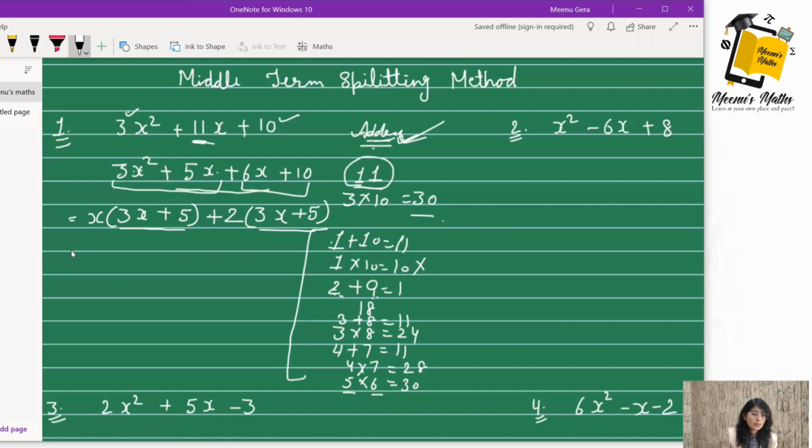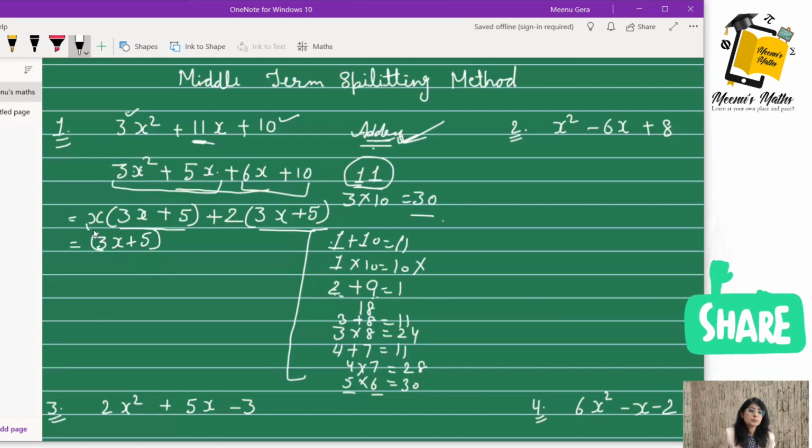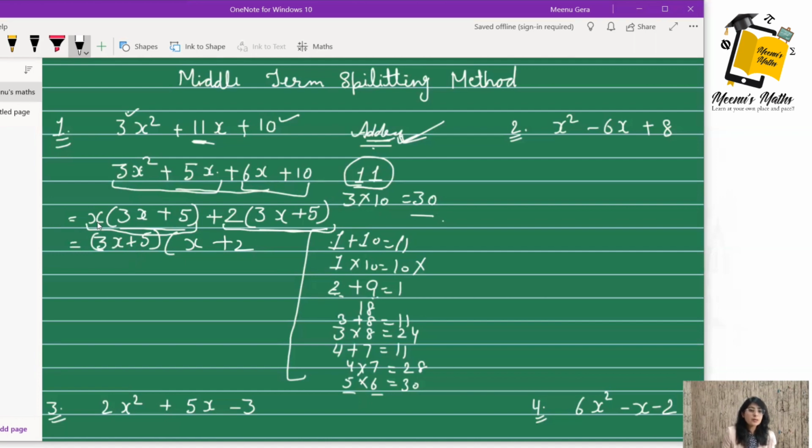Now take common. Which is common? This is common, which is in the bracket. This is common from two terms, this one and this one. And what do we get? We get x plus 2. We have taken 3x plus 5 common from here and x is remaining. Again, this sign is plus. From this expression, we are getting 3x plus 5 common and 2 is remaining. And the factorization is done.